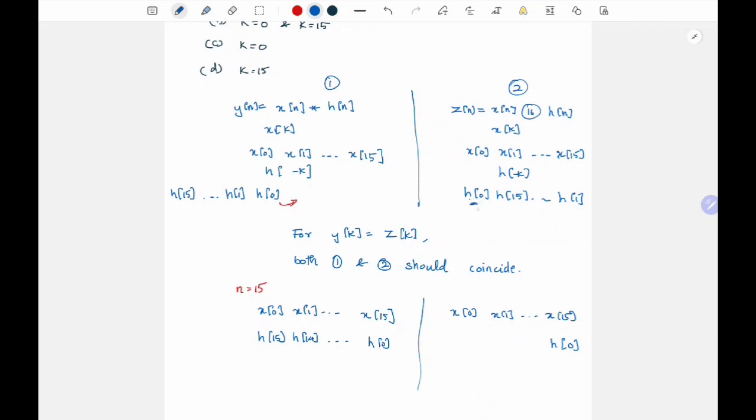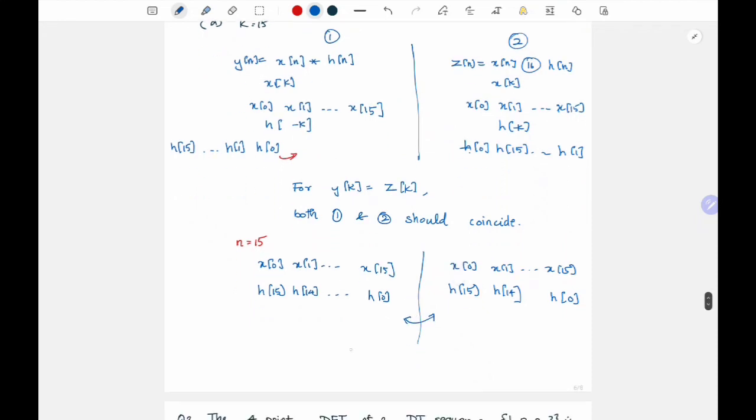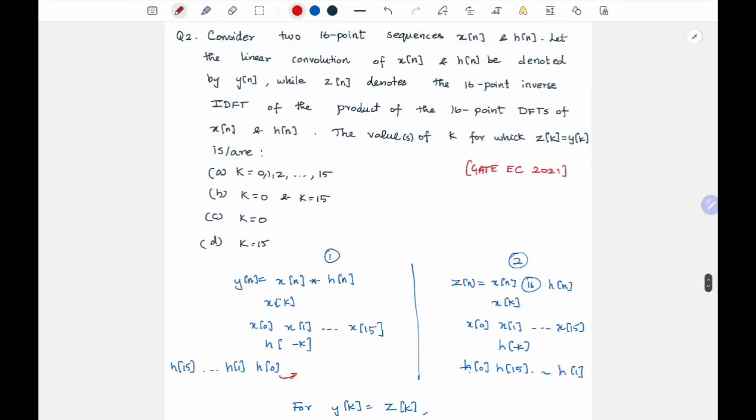And what will come here? This h of 15 would have circulated and come here. So here it will be h of 15. Next will be h of 14. So now if you see, they both coincide, right? So or else call this k equal to 15. So only k equal to 15 is the right answer. So from this you can see that for any n-point DFT to coincide with the linear convolution, the k should be equal to n minus 1, which is 15 in this case.